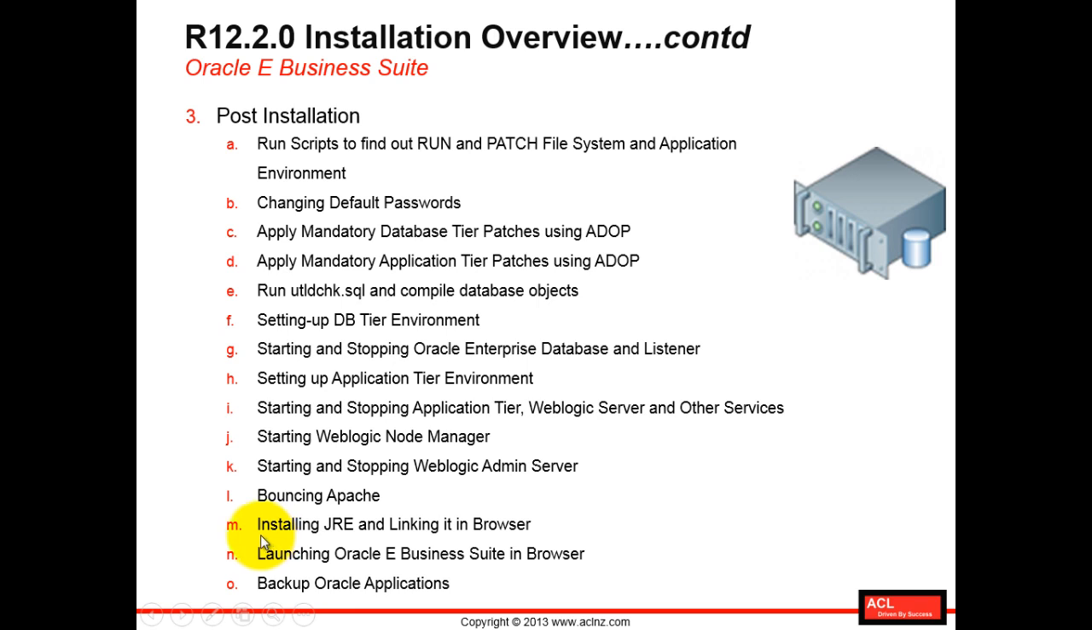Then we'll move on and understand installing the JRE and linking it in the browser. So your server part is done. Now it's time to go on to the client side. And obviously the whole idea of installing the server is to access the applications. So it's time to have the Oracle JRE installed on the front end, and then configure the client settings so that you can access it via a browser.